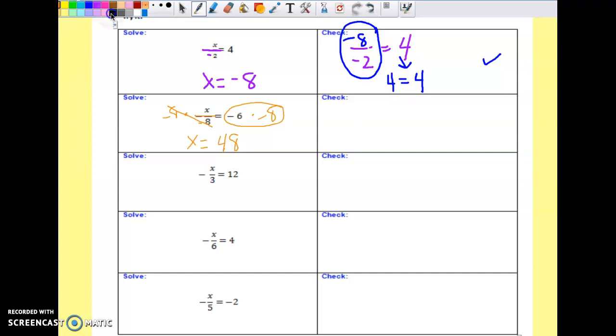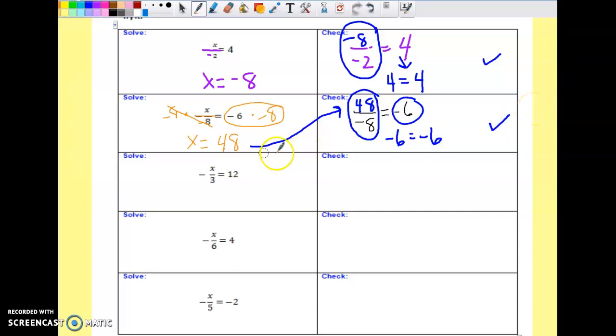Now to check it, I'm going to rewrite my equation over here in my checkbox, and it was x divided by -8 equals -6. So I'm going to take out my variable, the x, and put in my solution of 48. Performing this operation here on the left, 48 divided by -8 is -6, which is the same as the answer I was given in my equation, -6. So check, I got that correctly.